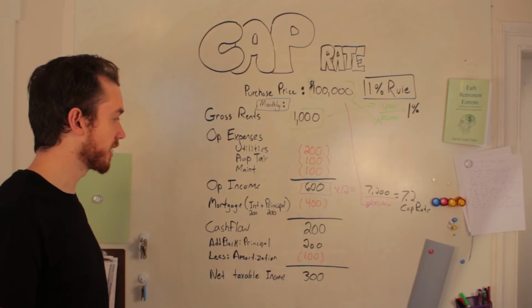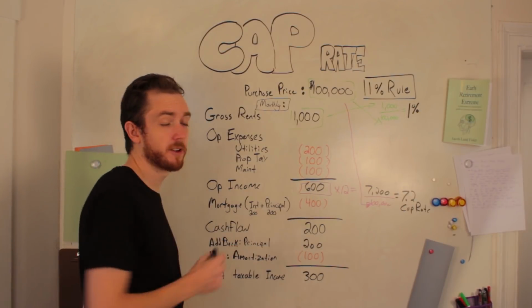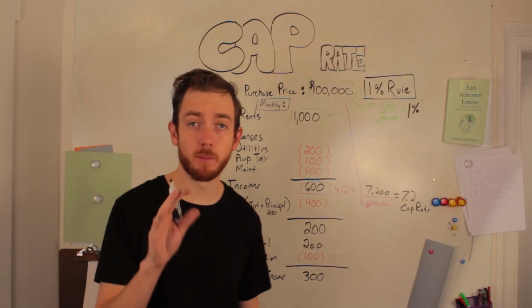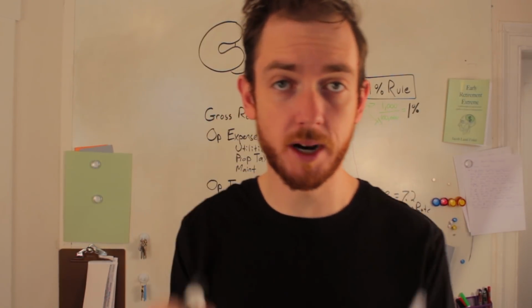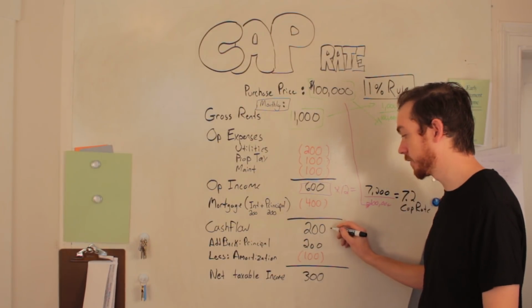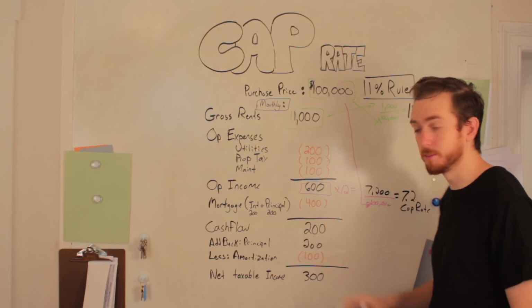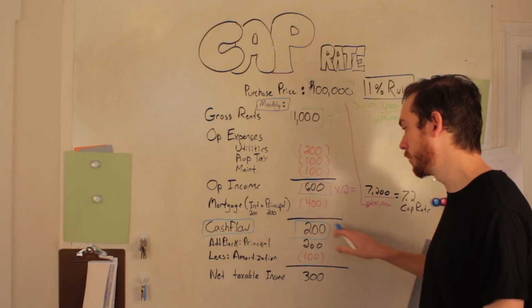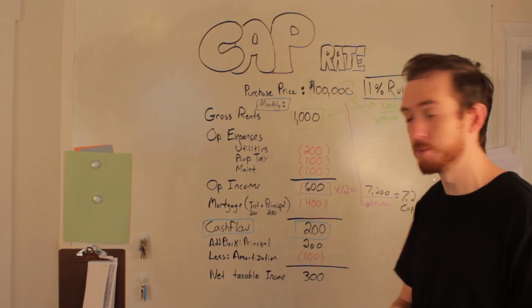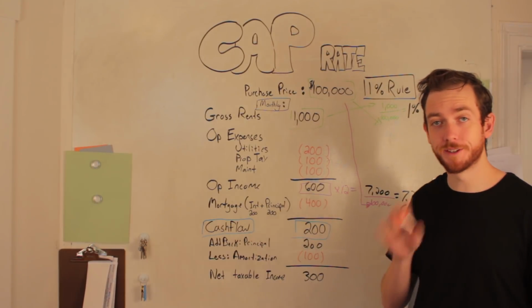Now, in order to determine our cash flow, we need to take our operating income and subtract our mortgage payment, because we have to pay our mortgage in cash every single month. That's a cash outflow from us. So in this case, our cash flow is $200 a month because we subtract our mortgage payment of $400 a month.